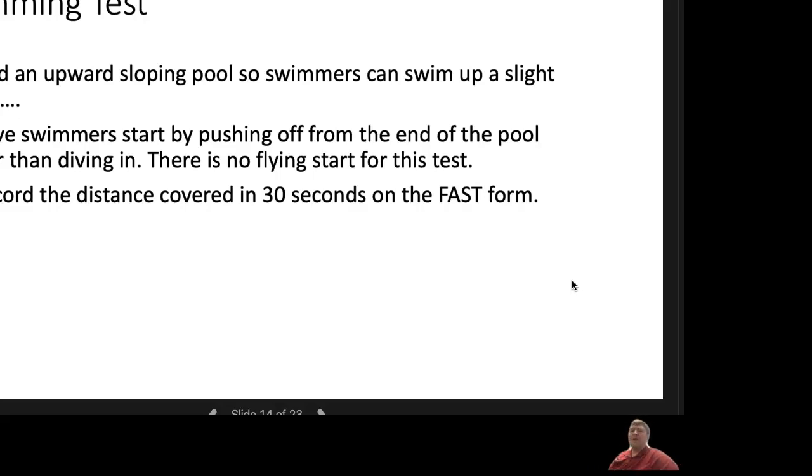But in the serious part, have them start in the water, push off the wall instead of jumping in, and then record how far they go in 30 seconds. It'd probably be better if you had an Olympic-sized pool, because a good swimmer can swim across a 25-meter pool in like 20 seconds. So they would have to turn and flip. If you had an Olympic-sized pool, that would be 50 meters. Ours is 25 out here.